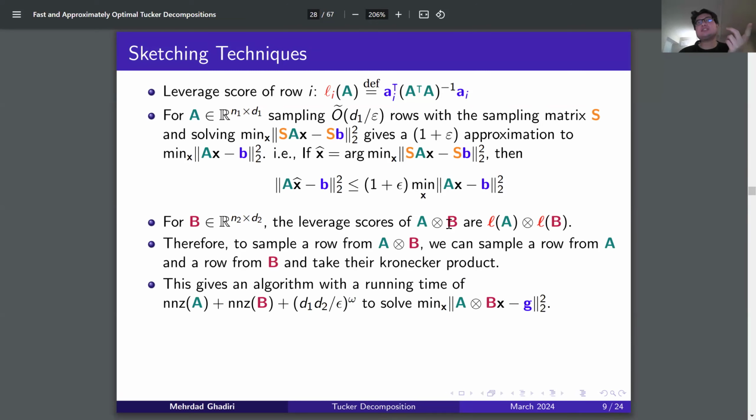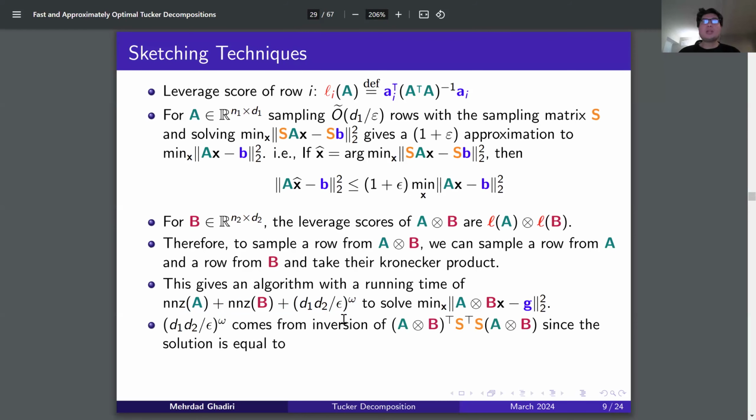And this is essentially the result of Diao et al. that I mentioned, the previous work. You do the sampling, then you solve the linear regression problem with the sampled matrix, and that would give you this sort of running time. For example, for when you have only two matrices in your Kronecker product.